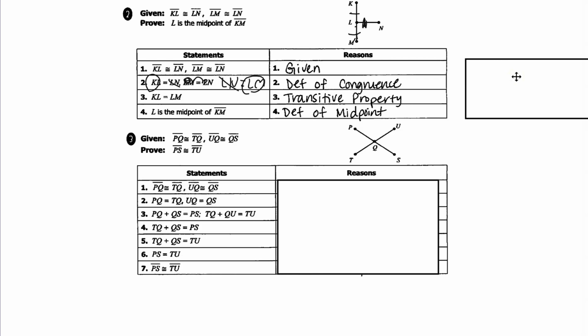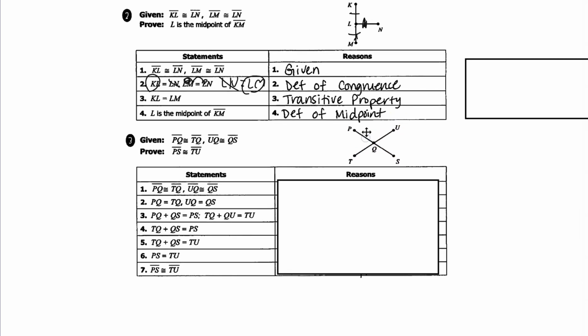All right, so given, well, let's look at this diagram first. We see that we have two intersecting lines, PQS and TQU. It says PQ is congruent to TQ. So PQ is congruent to TQ, and UQ is congruent to QS. We have to prove that PS is the same length as TU. So we're trying to prove that this line here is congruent to this line here.